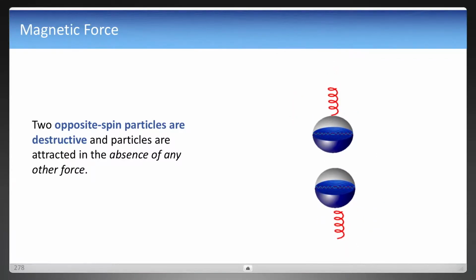So in the absence of any other force, and that's the key here, so there will be other forces like the electric force, those two particles will be attracted because of destructive wave interference from the transverse waves.